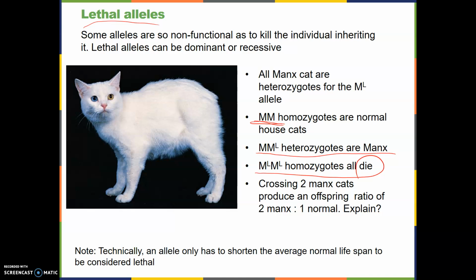If you cross two Manx cats, which means you're crossing two heterozygotes like this, that is a monohybrid cross. So it says you're going to get an offspring ratio of 2 Manx to 1 normal instead of 3 to 1, because in your 4 Punnett squares, one of them is going to be the homozygous lethal combination, which means lethal.